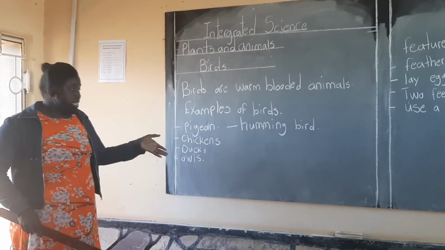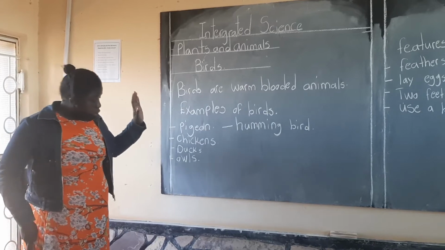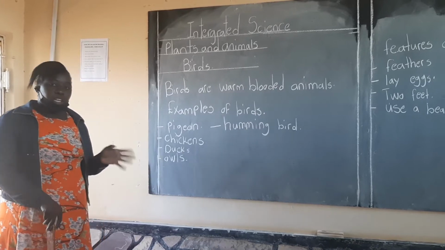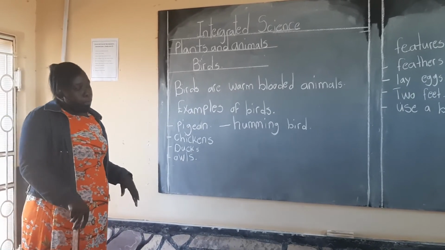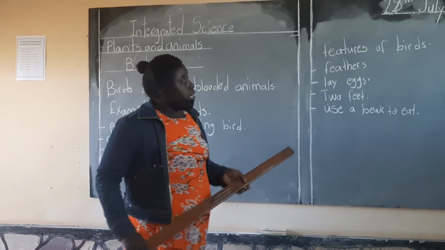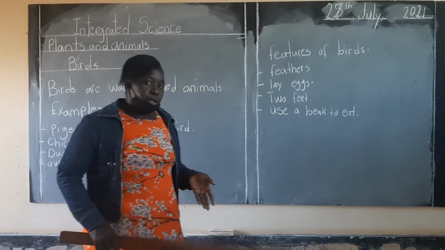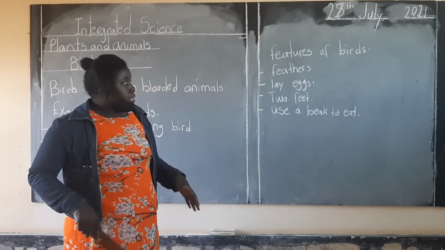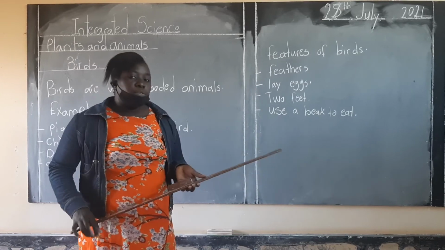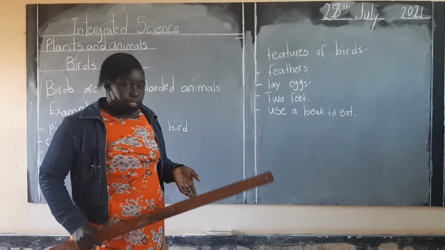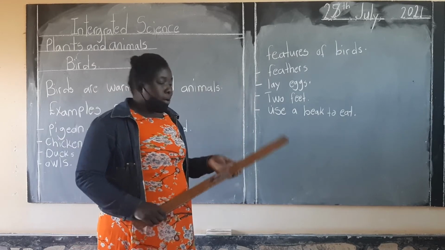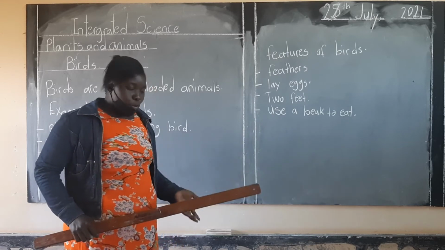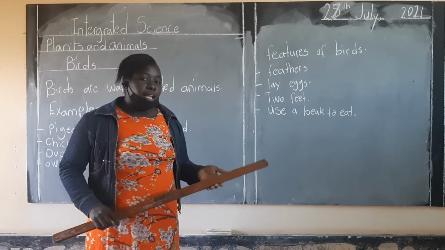And remember, we said these are not the only ones, but there are many more types of birds. We also went ahead to look at the features of birds, how birds look, how you can identify a bird. Their characteristics. We said 1, birds have feathers. 2, birds lay eggs. They do not give birth to their young ones. Instead, they lay eggs.